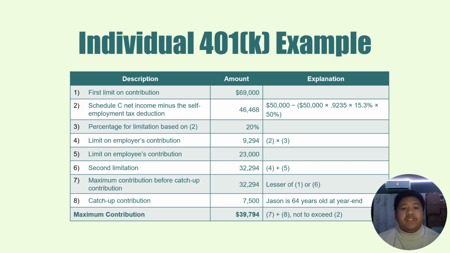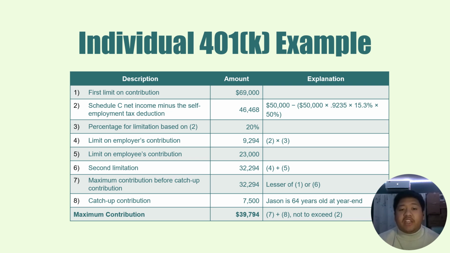To solve this example, we would follow a table similar to the table that we use in the SEP IRA, but the only difference is that there are more steps to this. The first four are the same as if you were to do an SEP IRA, but now we would have to work on the employee's contribution. As I said earlier, the limit on the contribution is 23,000, and we would list that there.